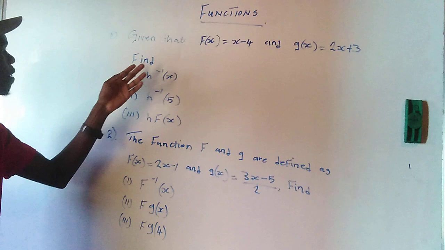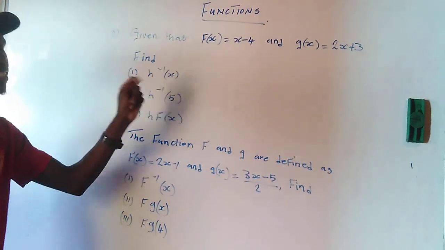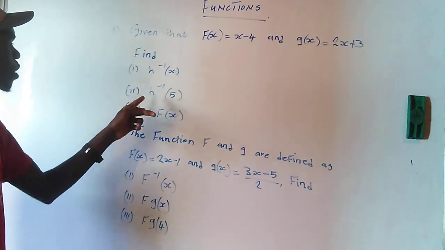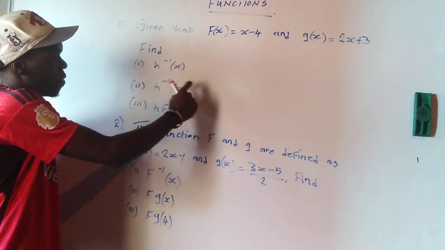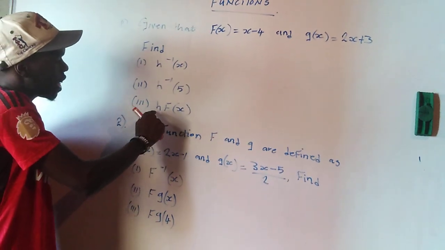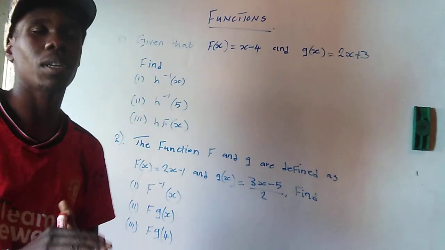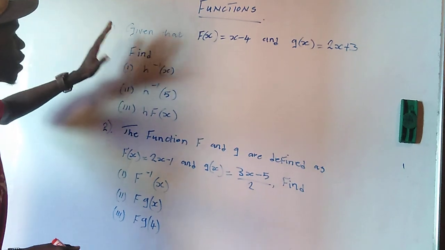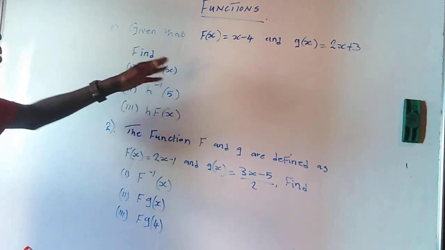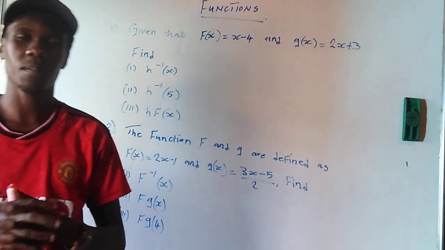The first question is saying find h to the power negative 1 inside the bracket x. The second Roman numeral is saying h to the power negative 1 inside the bracket, I'm having a 5. The third one is hf of x. This one is slightly complicated, but it's very, very simple. Let's start with the first Roman numeral, h to the power negative 1 inside the bracket, I'm having an x. Now please listen.